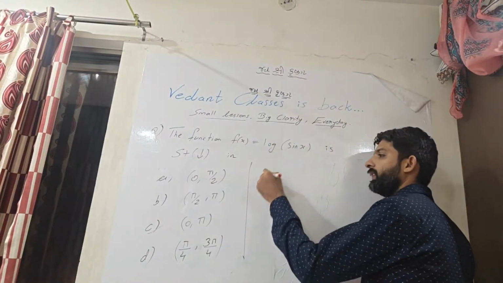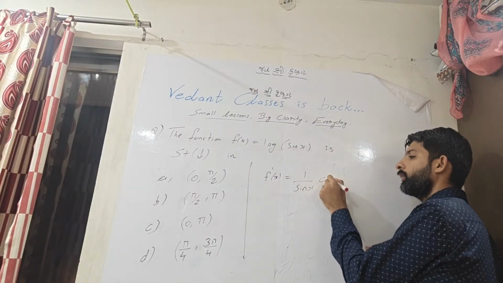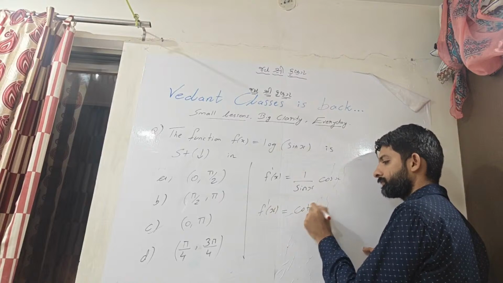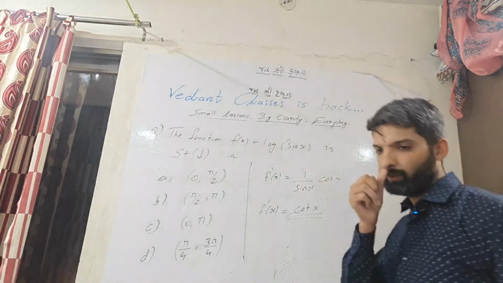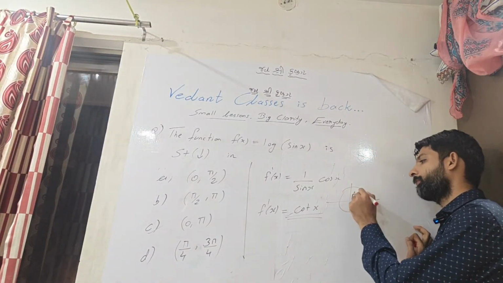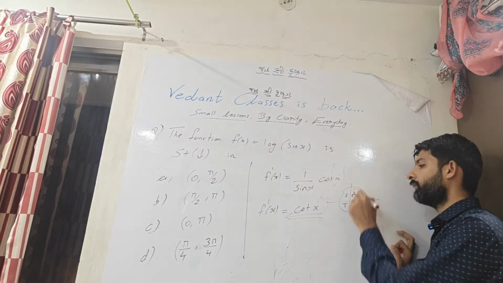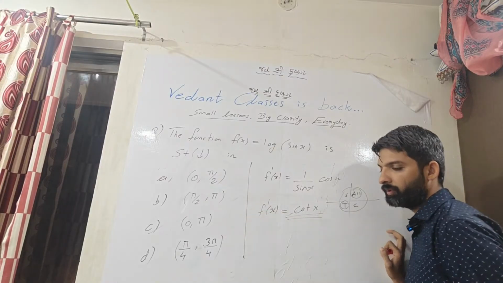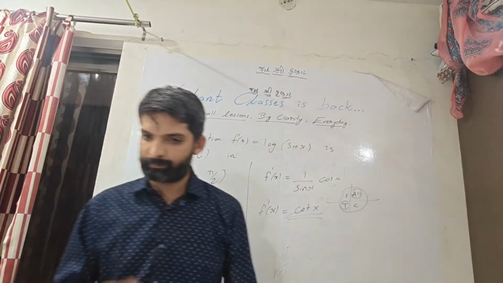See, you just need to find f dash of x. So it will be 1 by sin x into cos x. So f dash of x will be equal to cot x. Now you need to check in the first quadrant, according to the all S T C rule, the sign of cot x. Cot will be positive in the first and third, and here in the second it's negative, so it will be decreasing. So option B will be the correct answer.